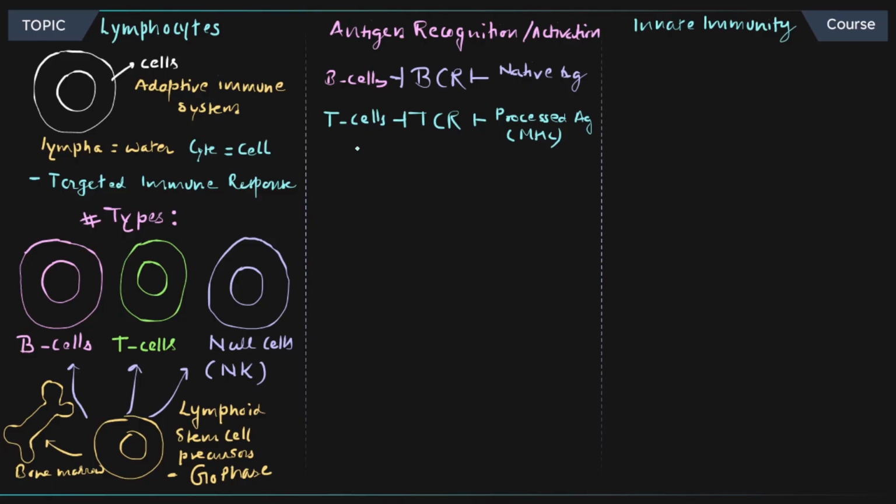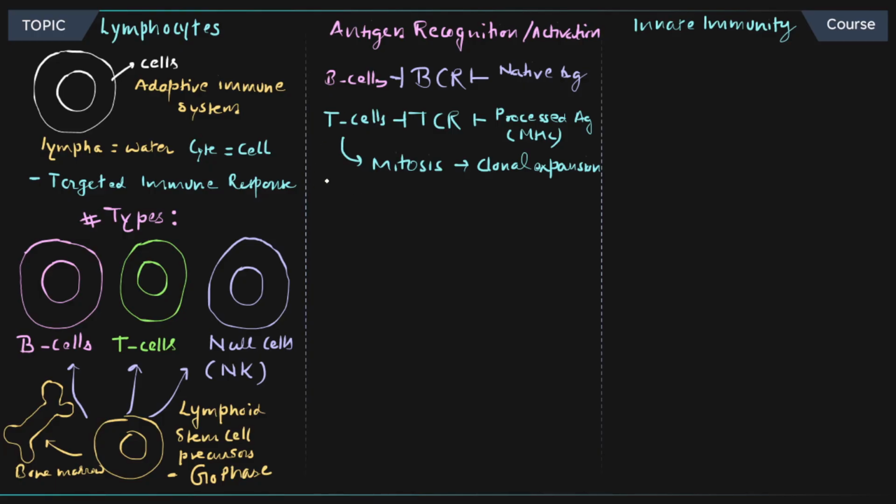And further, what will happen is they will undergo mitosis, and also they will undergo clonal expansion. So you get different clones of these cells. The cells will be targeted against those antigens, and similar cells will be there. So that's the clonal expansion of the cell.